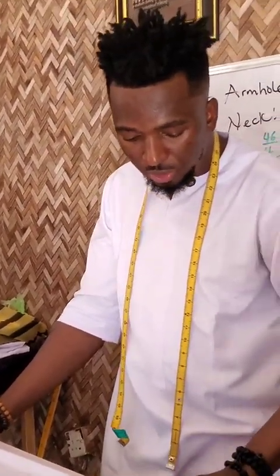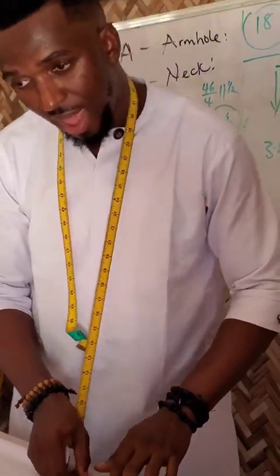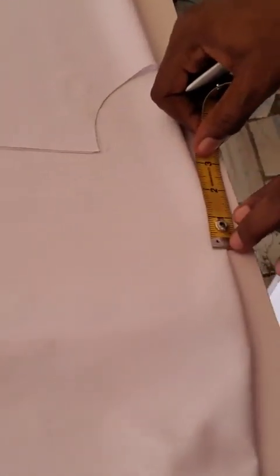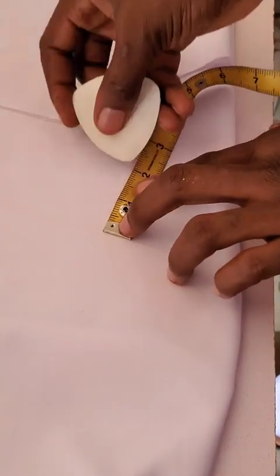So once you have known this slanting is very important as well, then the back neck depth remains 1.5 from here and not from here. Note, from here is different from here. Do you get the point? So from here it's 1.5.